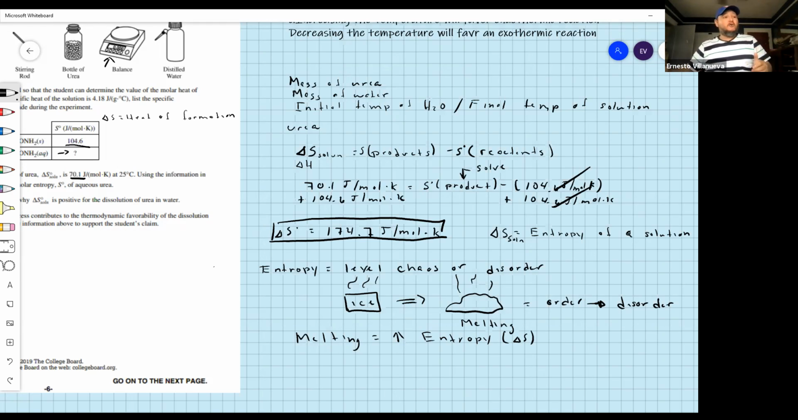Now, if you're going the other way, if you're freezing, for example, or condensing from a gas, then you're decreasing disorder. And what that means is that entropy is going down. Entropy is decreasing.